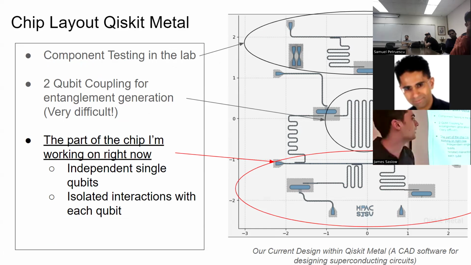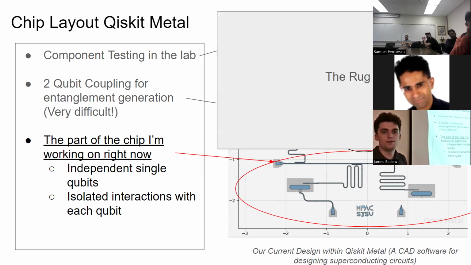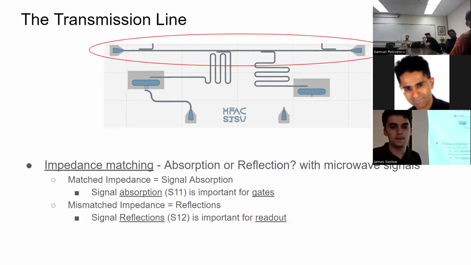I'm just trying to work with independent qubits. So these qubits are non-coupled. And I'm trying to work on single interactions with each qubit. So I'm just sweeping the rest of it under the rug. Here's my rug. Out of sight, out of mind, only focusing on this part here, the bottom part.